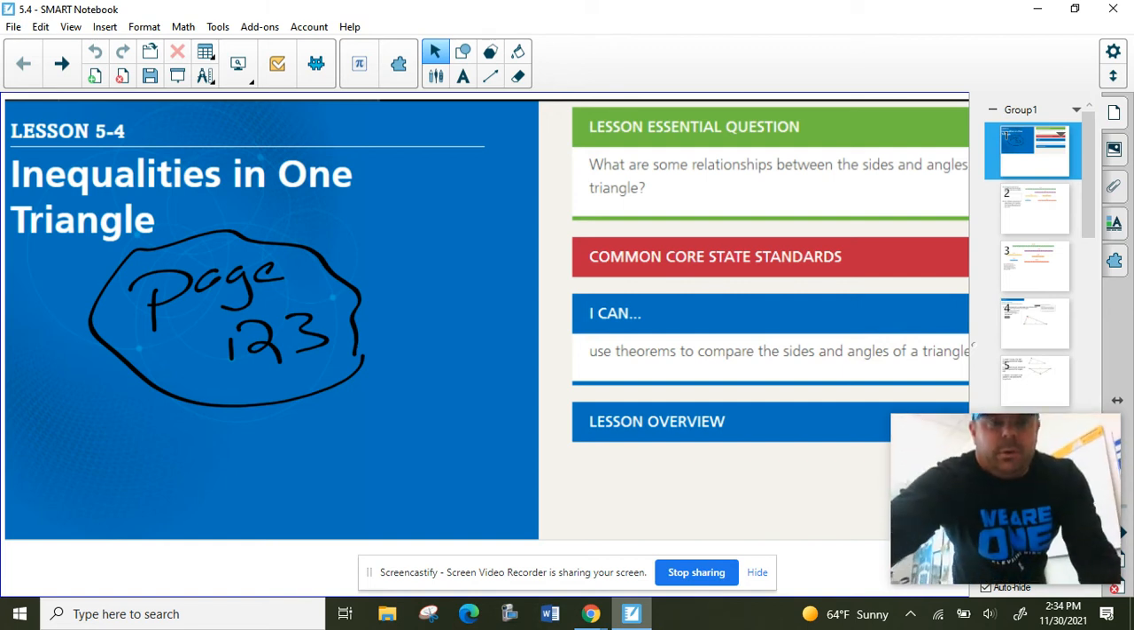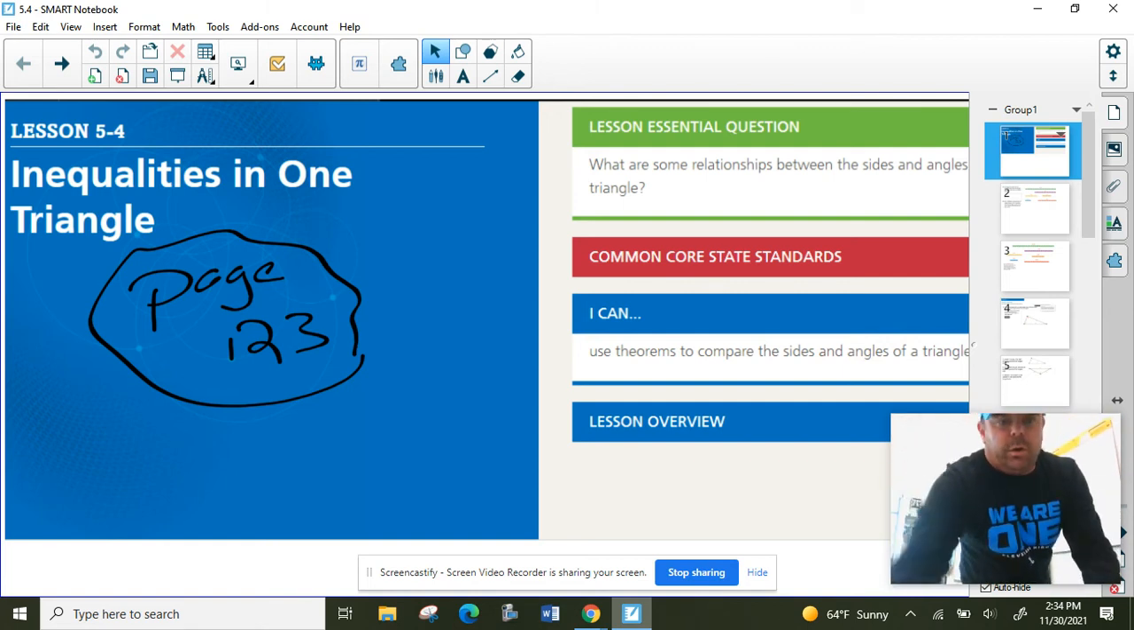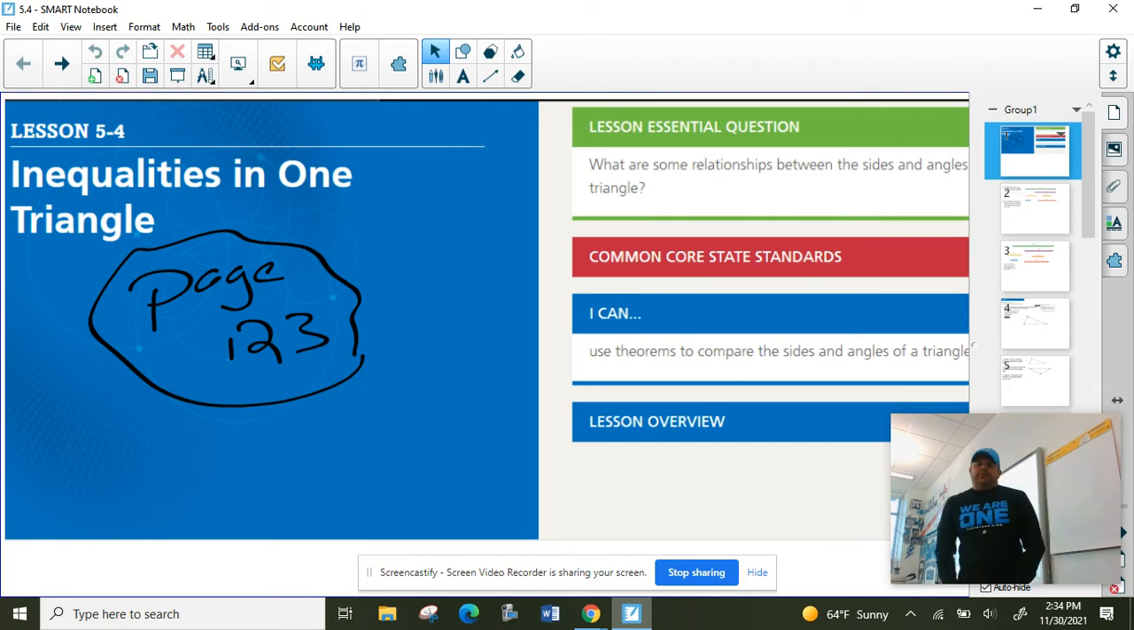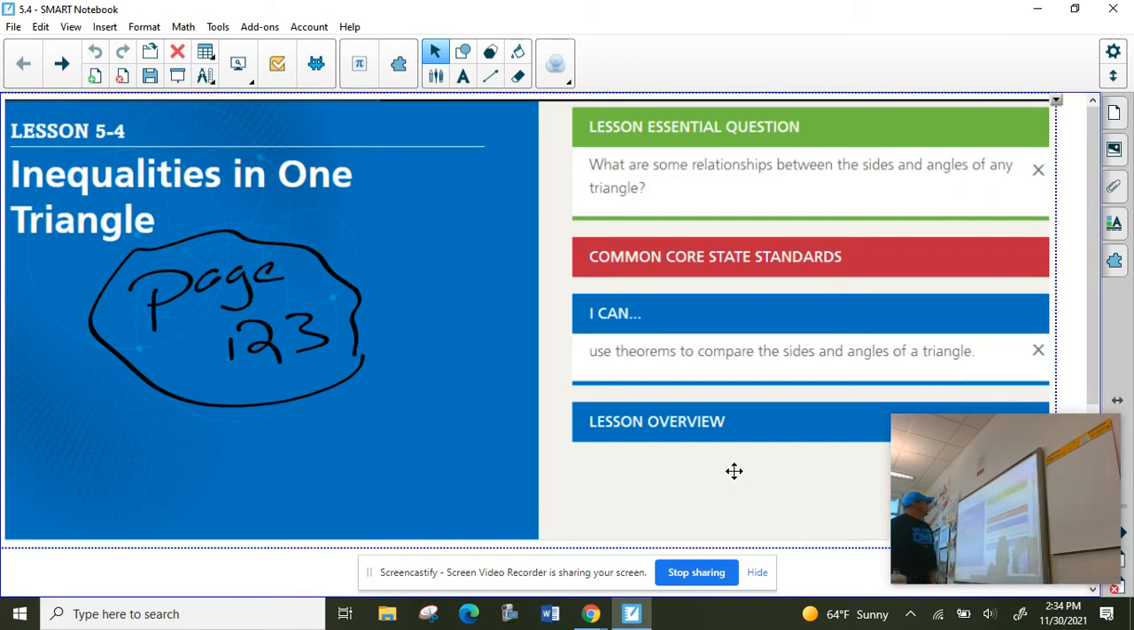Hello, everybody. We're going to do inequalities in one triangle, lesson 4, page 123. And so we'll get started here. As you can see, we're going to learn what the relationships are between the sides and angles of a triangle. And you're going to be able to use theorems to compare the sides and the angles of a triangle.